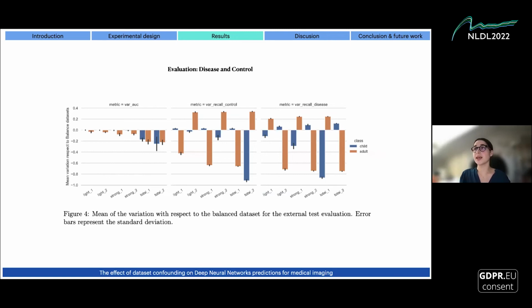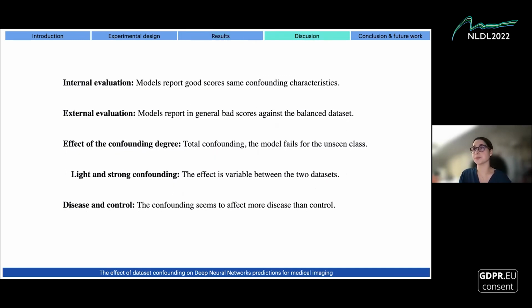If we then compare the variations with respect to the balanced data set for the control and for the disease, we see similar behavior, but we can observe that in the case of the disease, the variation is bigger than in the control. But as I will present in the discussion, since these are preliminary results, we can speculate why this is like this, but we cannot confirm anything at this point.